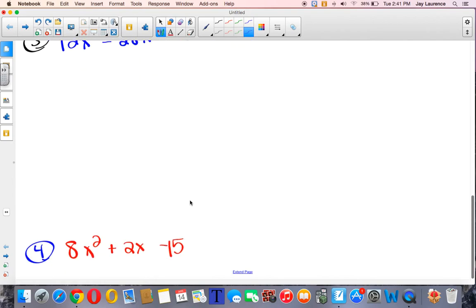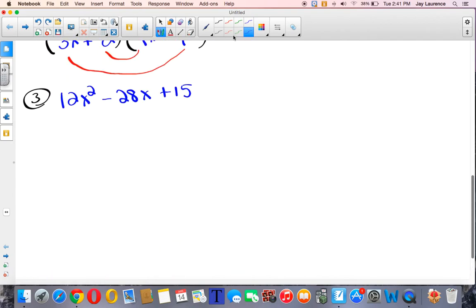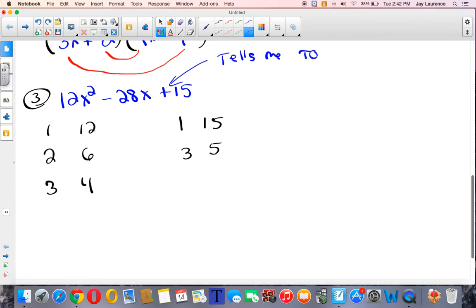All right, let's try problem number 3 here. Factors of 12: 1 and 12, 2 and 6, 3 and 4. Factors of 15: 1 and 15, 3 and 5. All right, I need to add the products this time because 15 is positive. This tells me to add the products. So I'm going to do my two multiplications and then add them together.